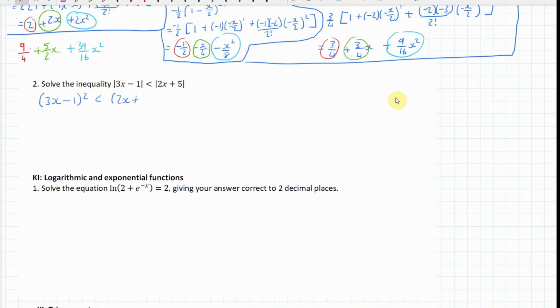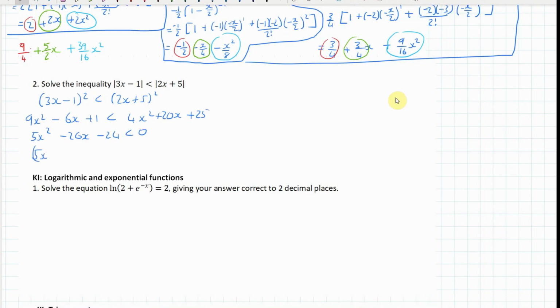So I will first of all square, and that will get rid of this modulus, so everything's positive at this point, so we get 9x squared minus 6x plus 1 less than 4x squared plus 20x plus 25. I'll bring everything across to one side. So 5x squared minus 26x minus 24 is less than 0. I'm going to factorize that, I think.